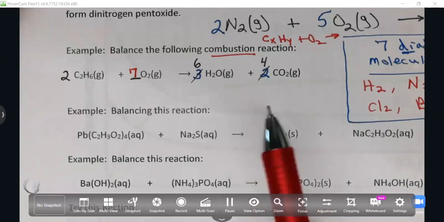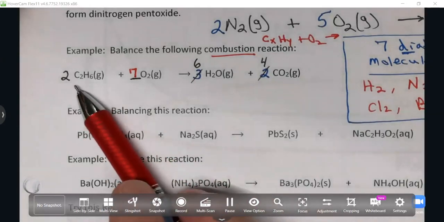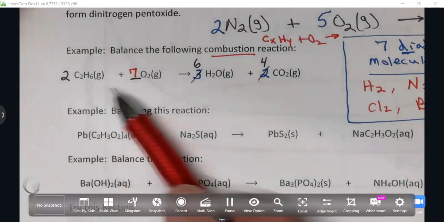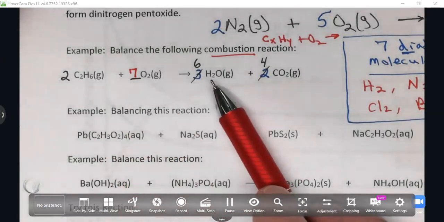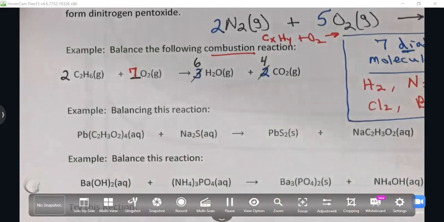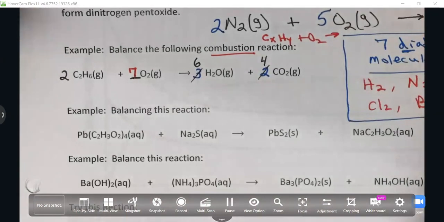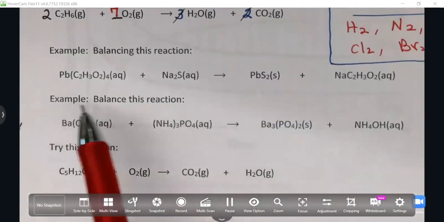Okay, so a combustion reaction looks like that. Carbon, hydrogen, oxygen, you get water plus carbon dioxide. And that's the last part of OWL. Let's look at this reaction.